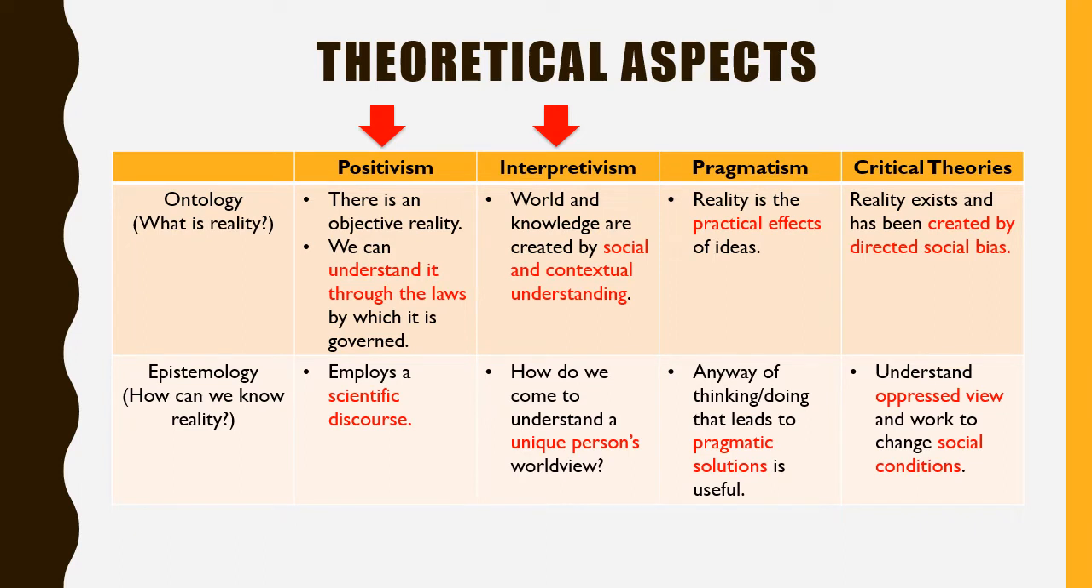For the ontology aspect of pragmatism, the reality is the practical effects of ideas, while the epistemology of pragmatism is a way that leads to pragmatic solutions that are useful. For the ontology of critical theories, the reality exists and has been created by direct social bias. Meanwhile, the epistemology aspect of critical theories understands the oppressed view and works to change the social conditions.